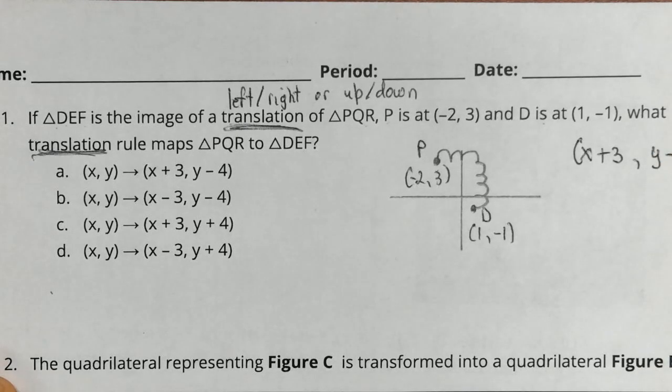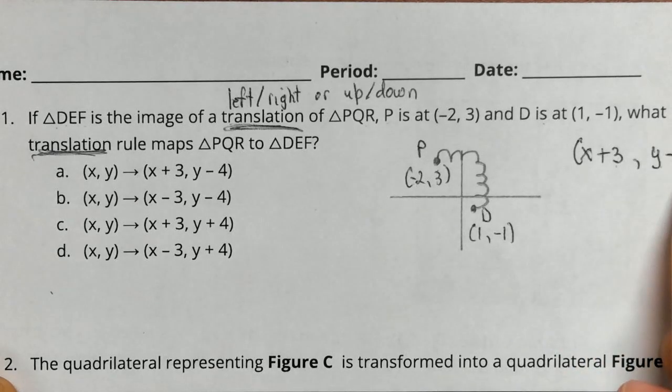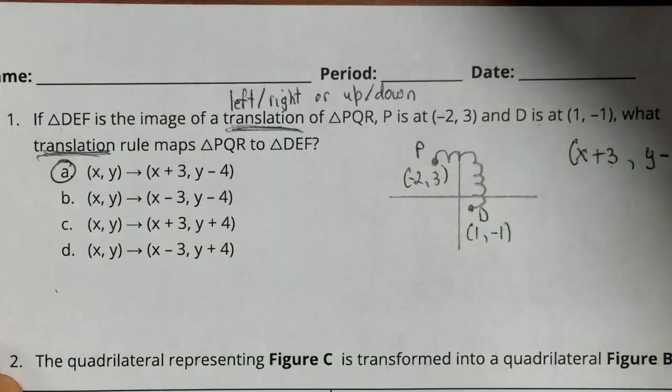So every single time that we got a point, we would add 3 to the X value and subtract 4 from the Y value. So let's see which one of the answers looks like that. So that looks like A. So again, guys, that would be the result.